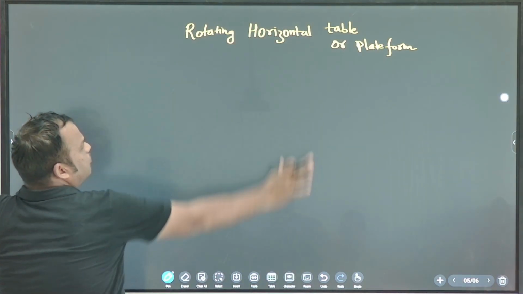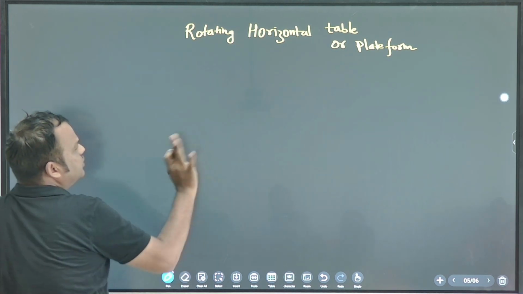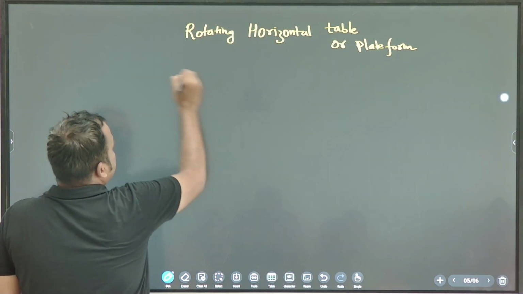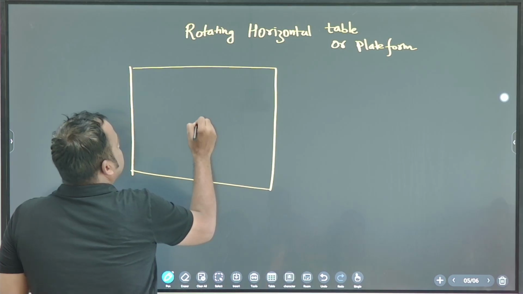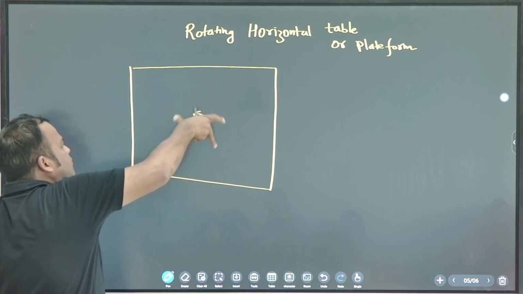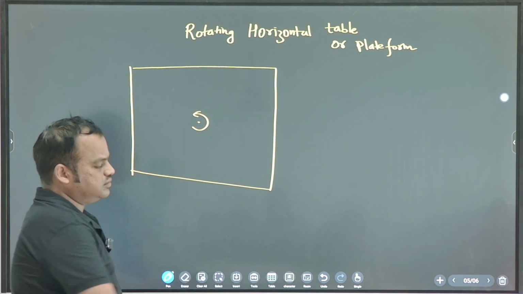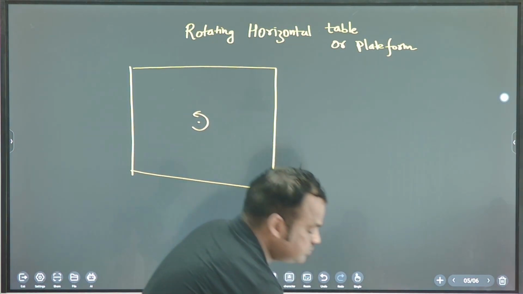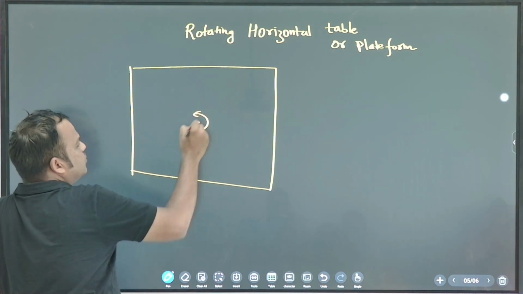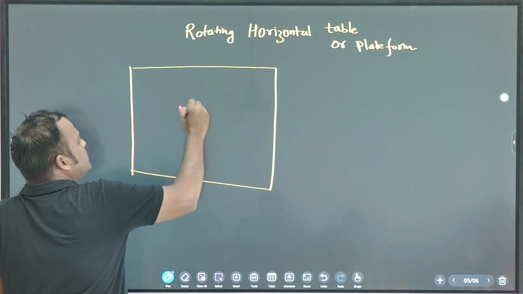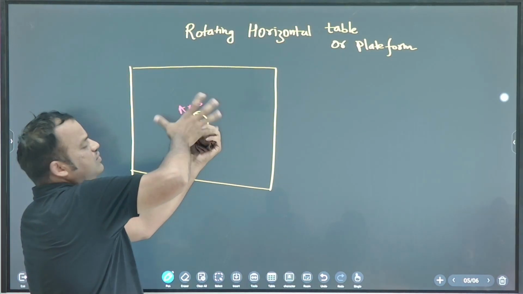But I will draw on the board. Okay, the board is horizontal for me. Understood? Board is horizontal. Suppose this is the table. It is rotating like this. So the center is here. This is the center, you can call it the axis also. It is rotating about this axis.